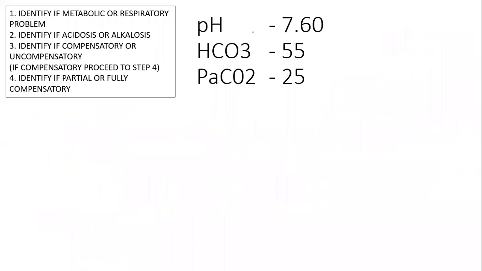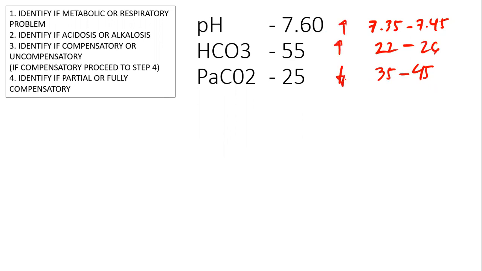Alright, let's take a look at the next one. So I think this is the last question. So type pause if you want to answer this one. And hit play if you want to see the results. Okay, so let's write in the values 7.35 to 7.45, 22 to 26. We have 35 to 45. So we have arrow up, arrow up, arrow down. All right, number 1, ROME. So respiratory PaCO2 is down. This is up. Metabolic is up, then up.